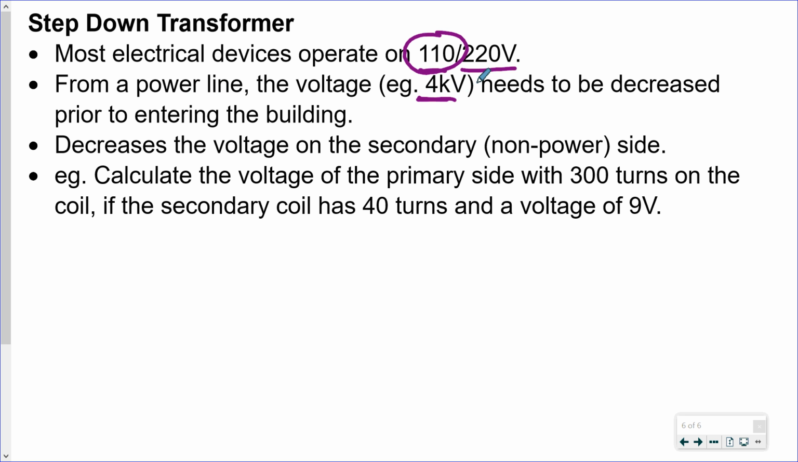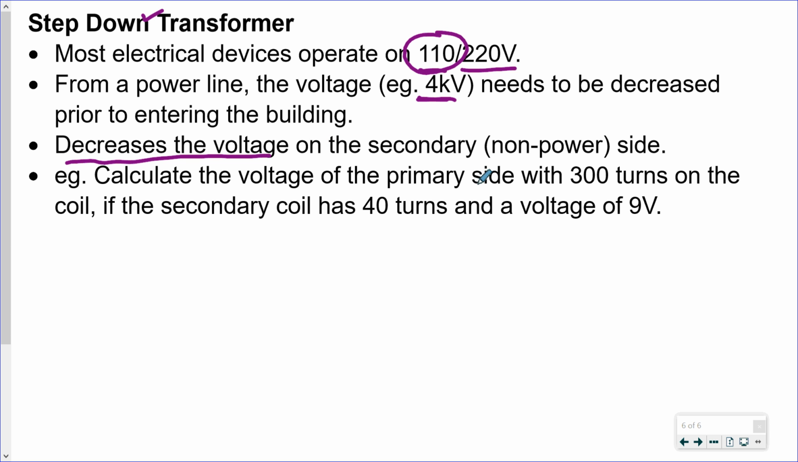So the power line in your back alley or underneath the ground, coming into the transformer, might have a voltage of 4,000 volts or 4 kilovolts. So it needs to be bumped down to a lower voltage, and that would then be a step-down transformer, which means there would be fewer turns on the secondary side than on the primary side. So what we're doing is decreasing the voltage coming out of the transformer.